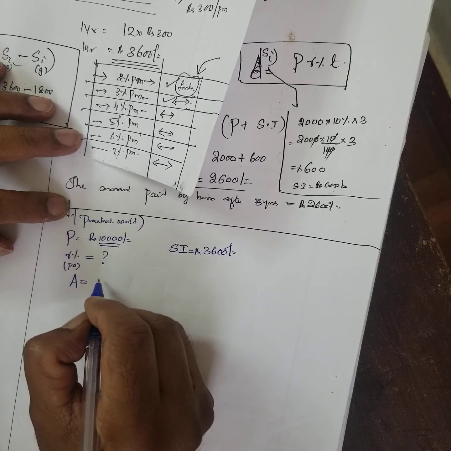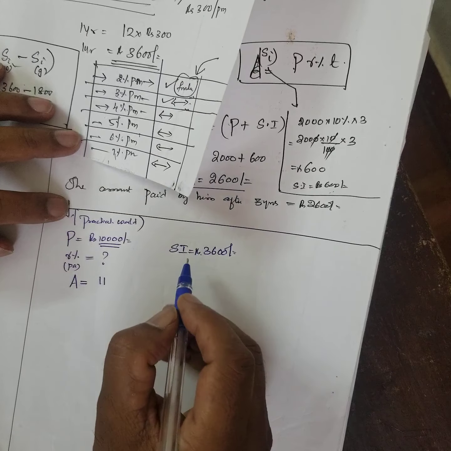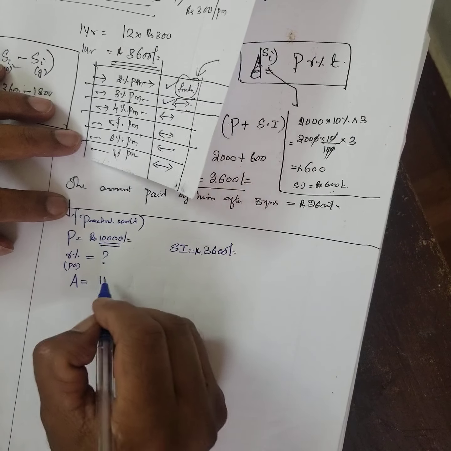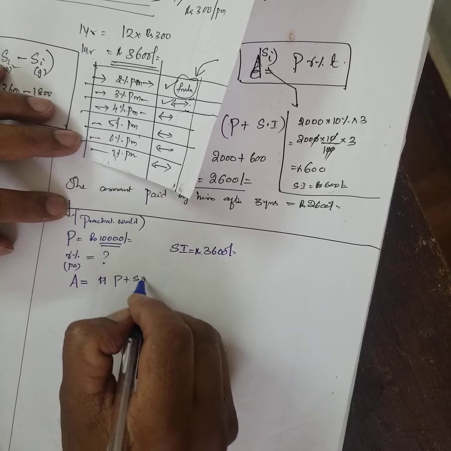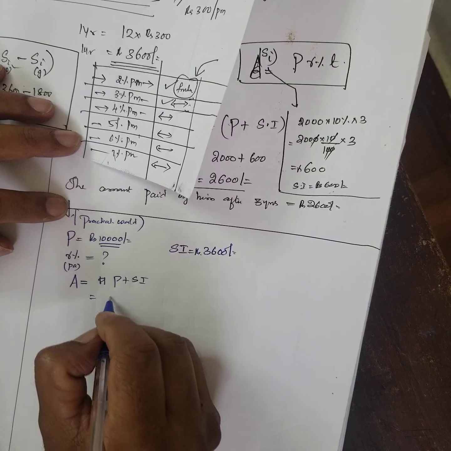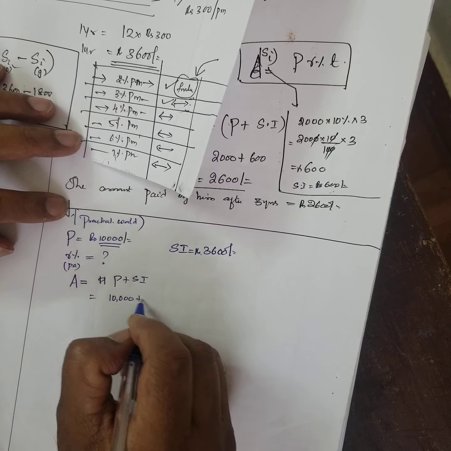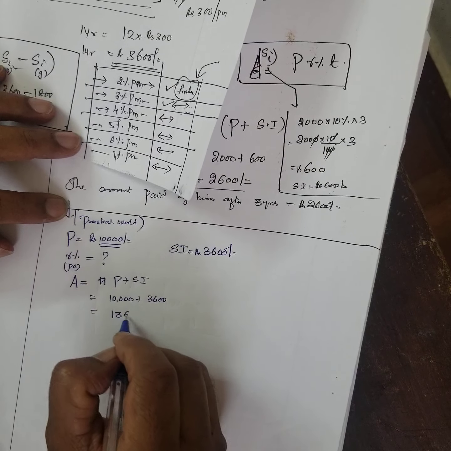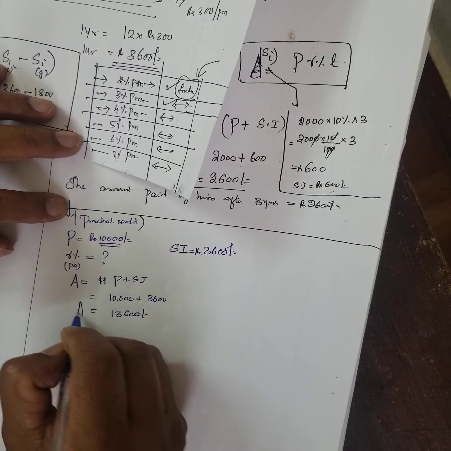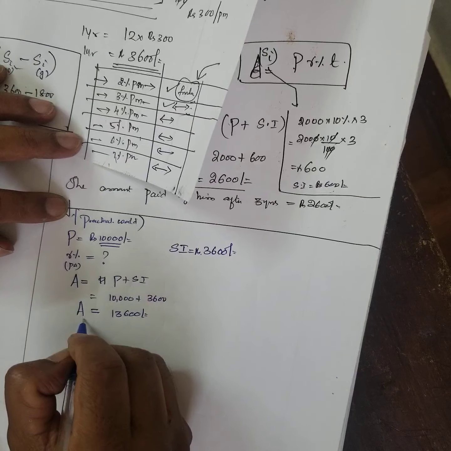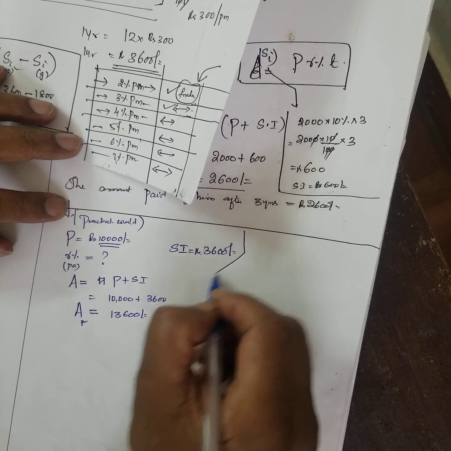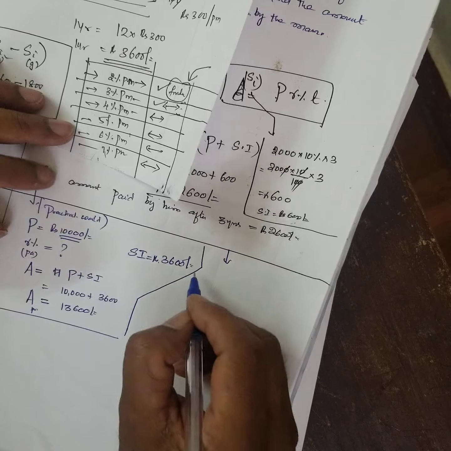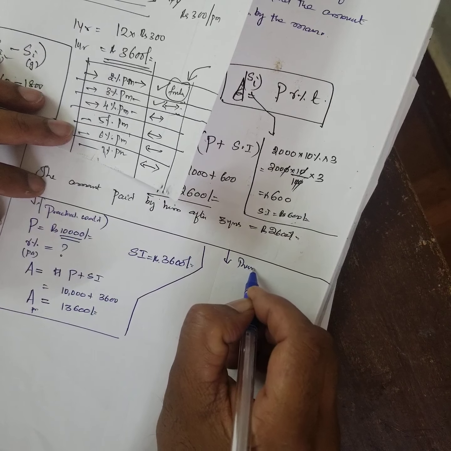What is the total amount he will get? Amount he will get is principal plus simple interest. Principal is 10,000. This is 3,600. 13,600 by the end of the year. This is practical. Outside world. But same theoretical.